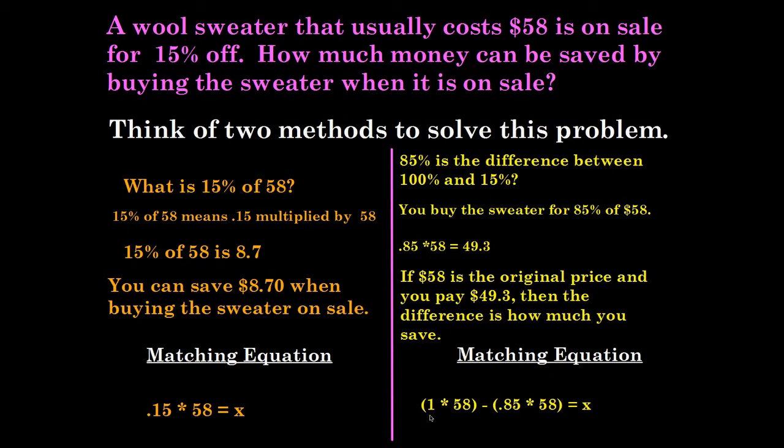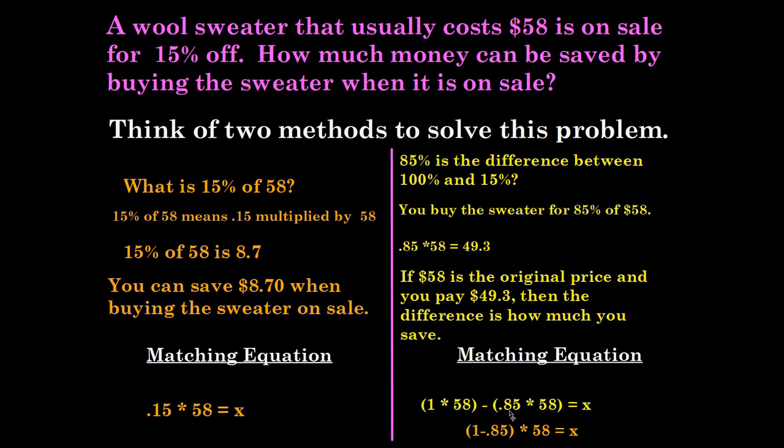And this here is the equation for that: the 1 or 100% of $58 minus 85% of $58. And if you notice, this problem here and this problem here relate to each other because of the distributive property. If you had factored out, that's what we call it when we take out a common factor, this 58, and put it over here, then we would have had the 1 minus 85 hundredths.